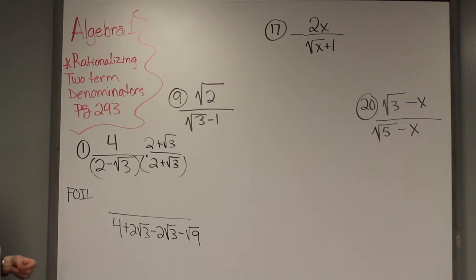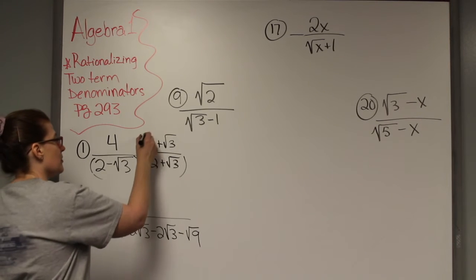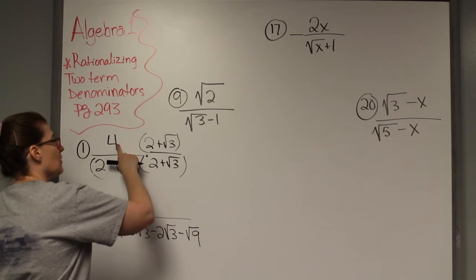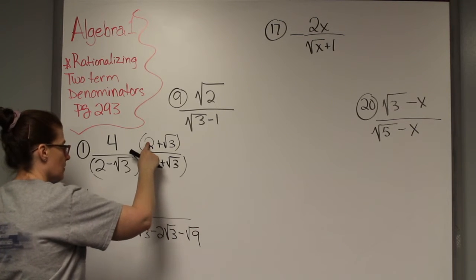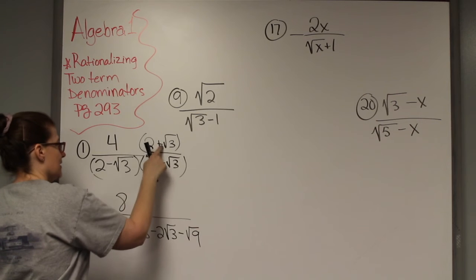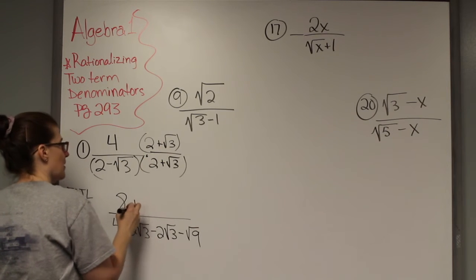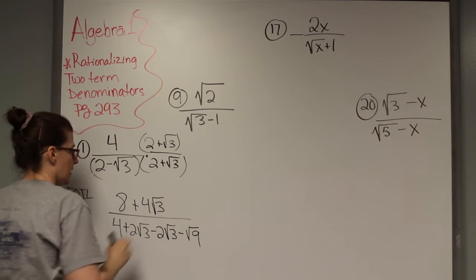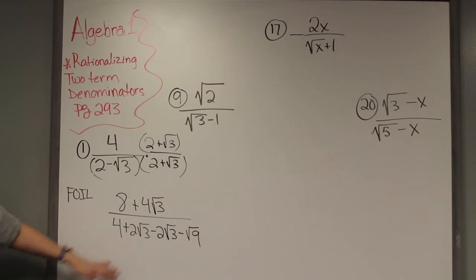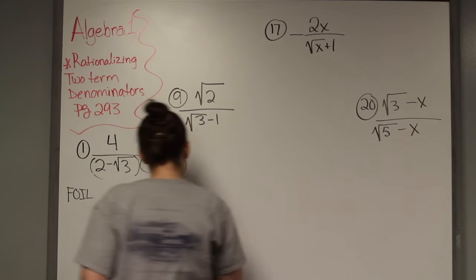I will. Okay, on the top, distributed, if this is the only thing in here, 4's got to go times this and that. So 4 times 2 is 8. This is a positive, that's a positive, this stays positive. 4 times radical 3 is just 4 radical 3. Now all I need to do is simplify that bottom.